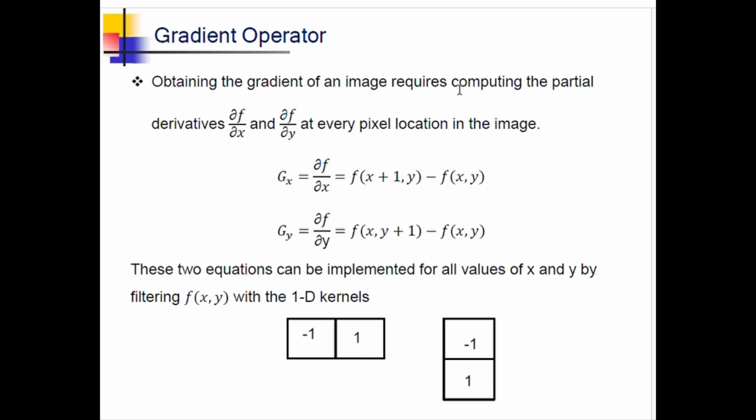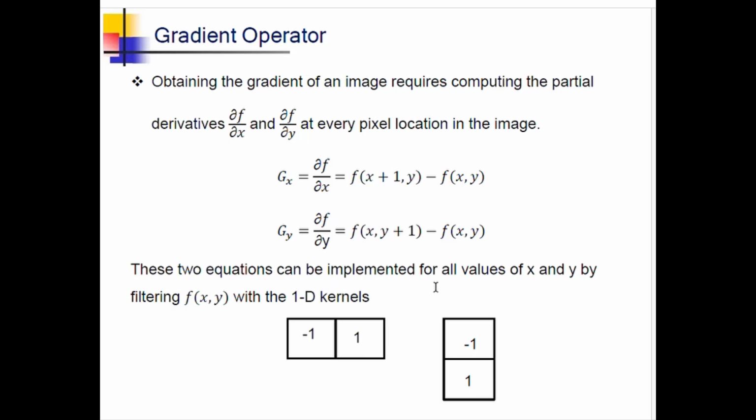The angle represents the direction of the edge. Obtaining the gradient of an image requires computing the partial derivatives ∂f/∂x and ∂f/∂y at every pixel location in the image. Suppose you go for finding these derivatives in one dimension only, along x or along y. So gx, ∂f/∂x, is f(x+1, y) minus f(x, y), the difference in the x direction, between x plus 1 and x. And gy, ∂f/∂y, is f(x, y+1) minus f(x, y), the difference between y plus 1 and y.